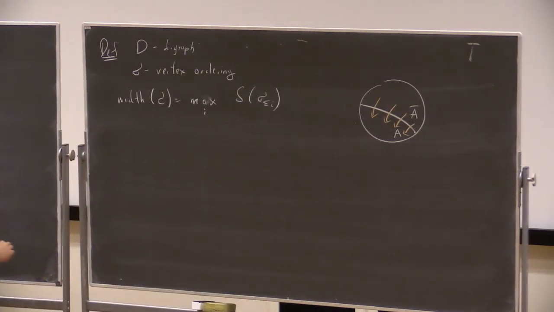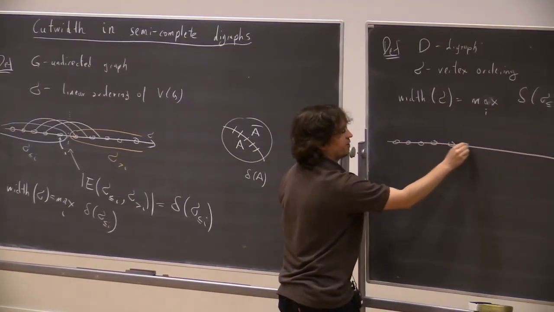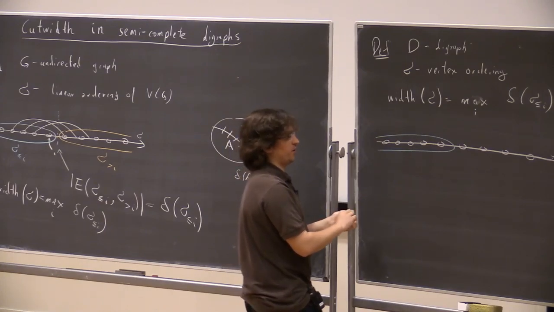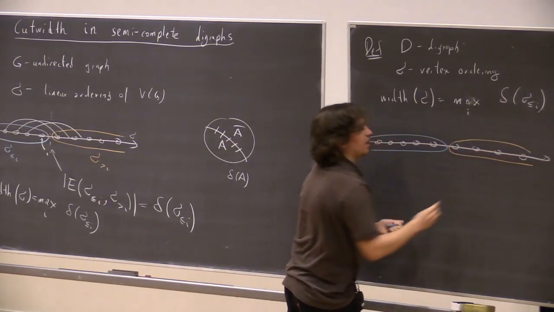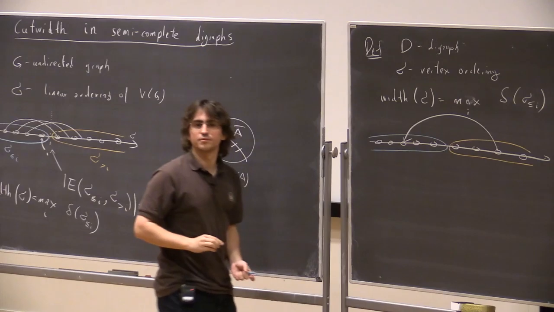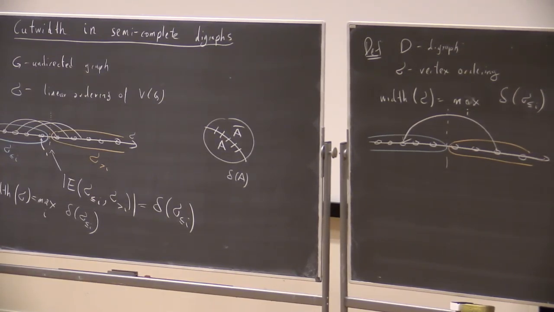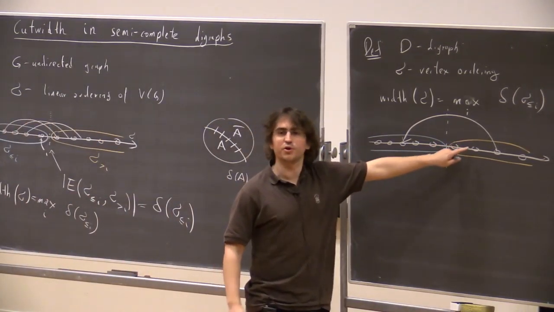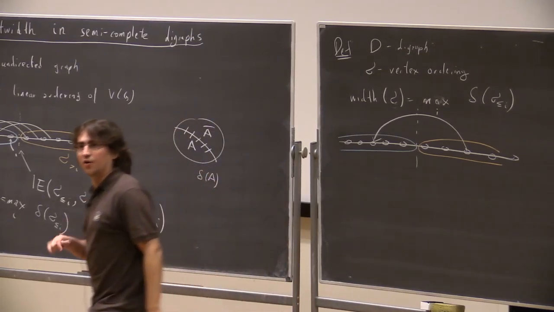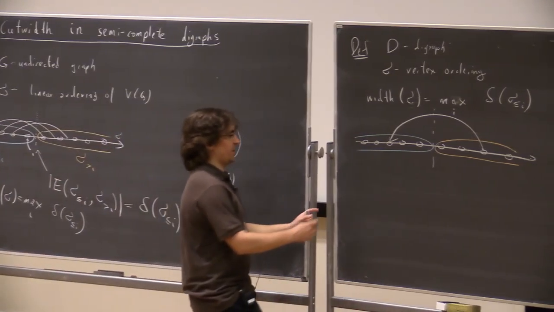So on the picture, similarly as here, I have the vertices. Here I've got my prefix. Here I've got my suffix. And I count only edges that go from here back, that traverse this cut between the prefix and the suffix, from the suffix to the prefix. I allow any number of edges from here to here, but I count only edges from here to here. So this is the width of an ordering, and the cutwidth of a directed graph is the minimum width of a vertex ordering. Maybe I will even write it down.